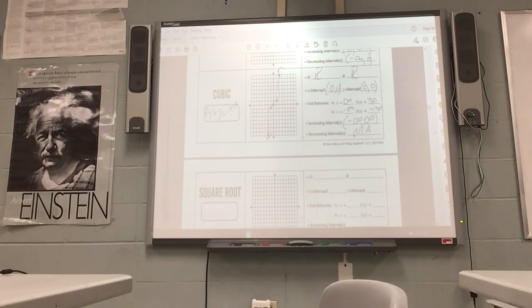Okay, we're on to the back page. I have a question. Why are we putting in decreasing? Because it's never going downhill. There you go.